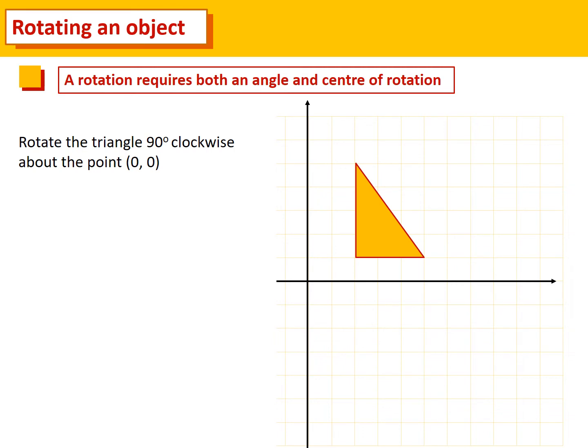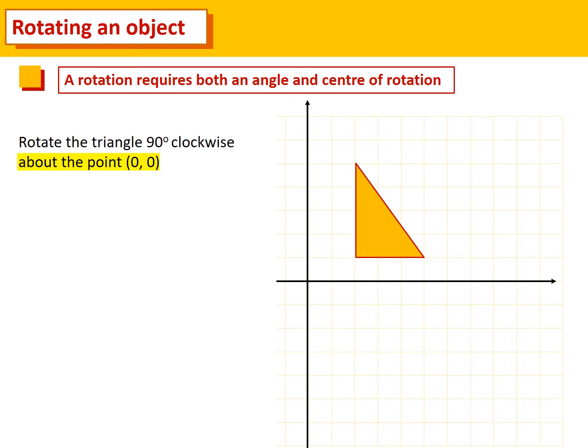Here is our example. We're going to be rotating that triangle 90 degrees clockwise about the point 0, 0. Well, the first thing to consider is the angle of rotation, 90 degrees clockwise. I've put a north line on there. You'll see why when I come to finish the example. If we have a north line and we rotate that 90 degrees clockwise, that north line will end up facing east. So please, let's bear that in mind.